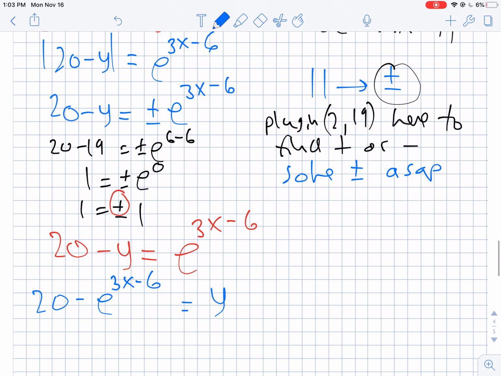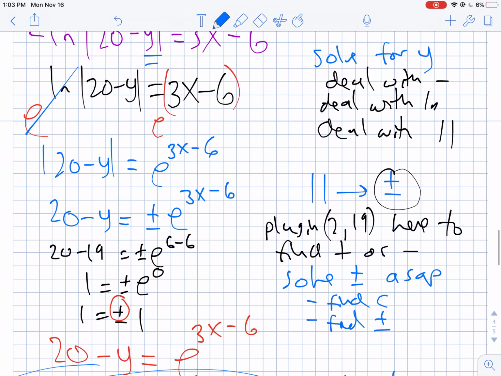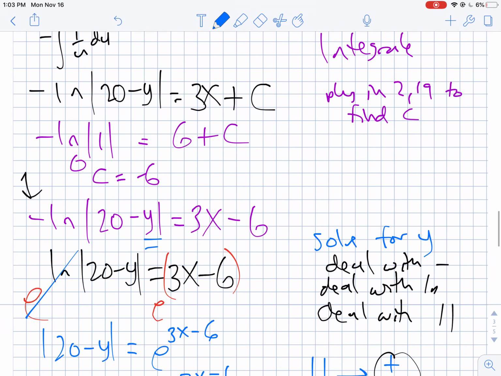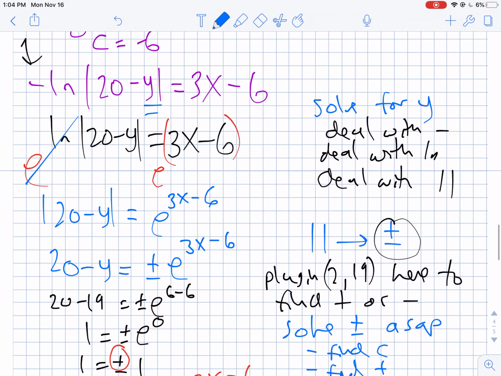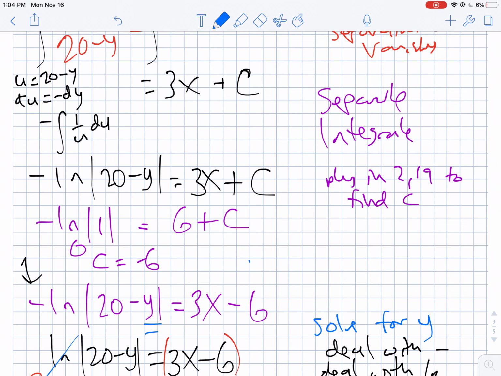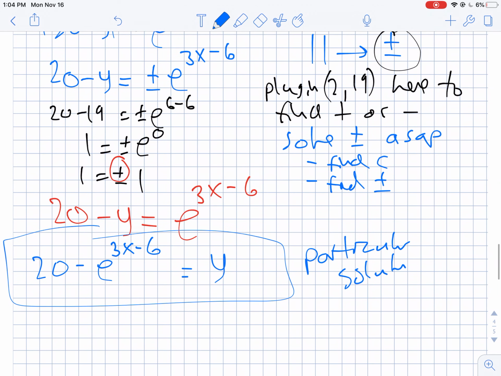Okay, cool. So that's our particular solution. Again, that's the one we plugged in the 2,19, and it helped us find c, but it also helped us find out whether it was a plus or minus, which appeared because of the absolute value in ln. So this was a long problem. We had to separate, we integrated, and we had to do a lot of work to solve for y. But the important steps really here are separating, integrating, and then finding this c value. Those are the things we want to focus on as we get to our final answer.